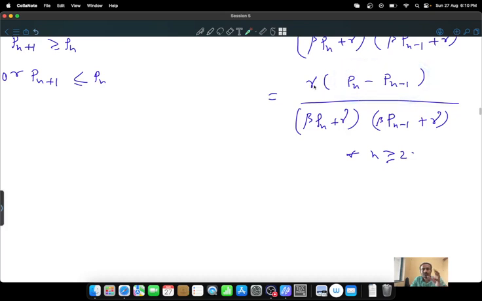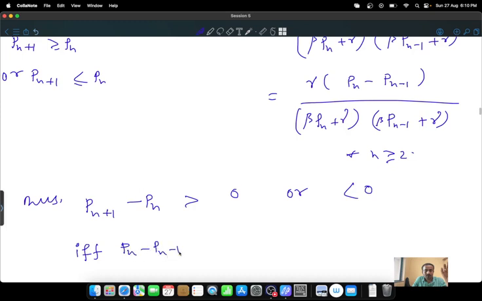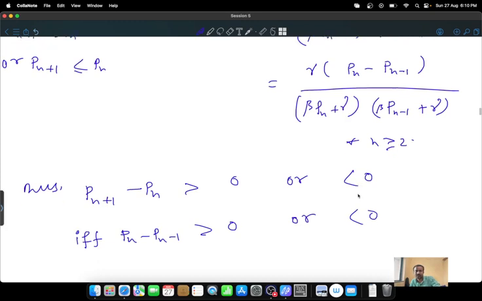Because gamma is positive, it will not affect it in any way. So if I write, note that, thus, Pn plus 1 minus Pn is greater than 0 or less than 0 if and only if Pn minus Pn minus 1 is greater than 0 or less than 0. If that is positive, then this term is positive, then this is positive. If this is negative, then that is negative.